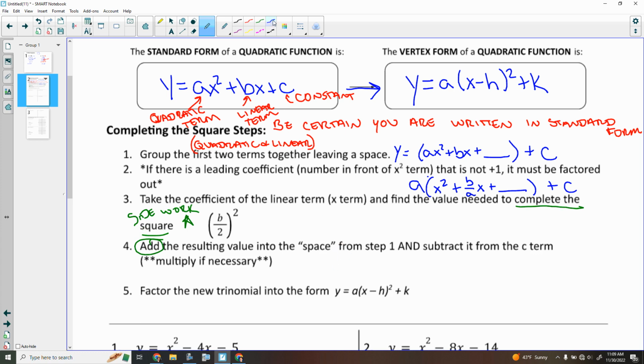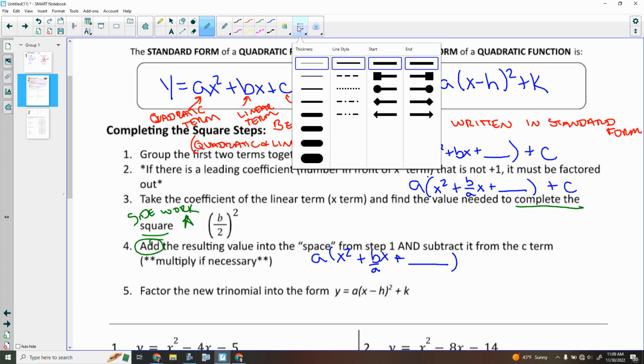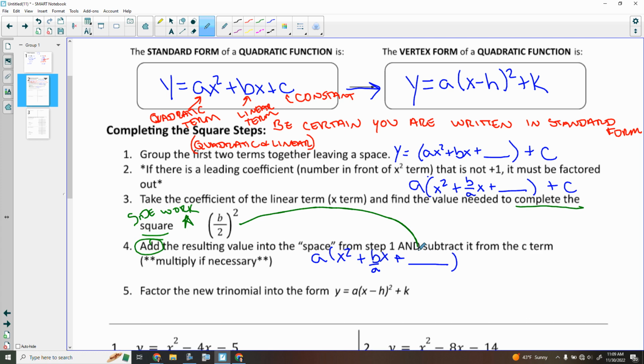Okay, so what does that look like? And again, once we get into some examples, it should all make sense. We'd have the a in the front. We're going to have x squared plus our bx, or b over a, x term, plus this blank, and that number that we got from that side work, the b divided by 2 squared, is what's going to go here on this blank, okay?